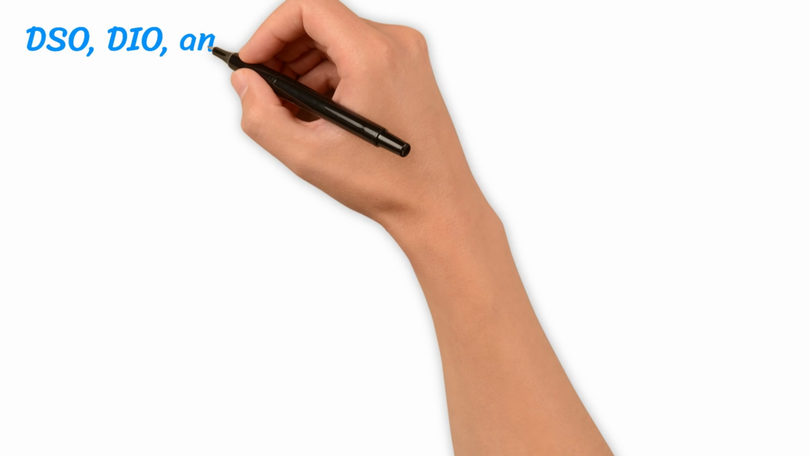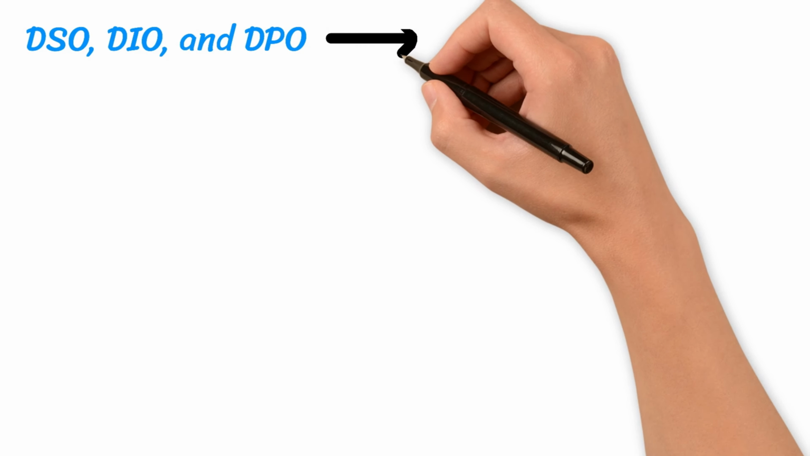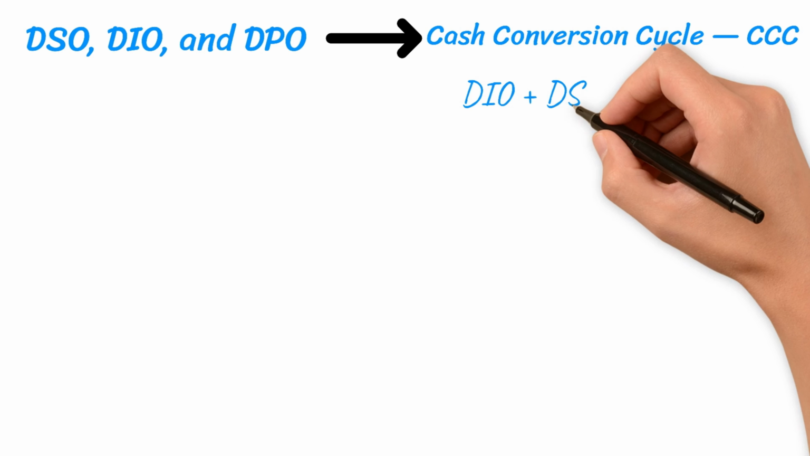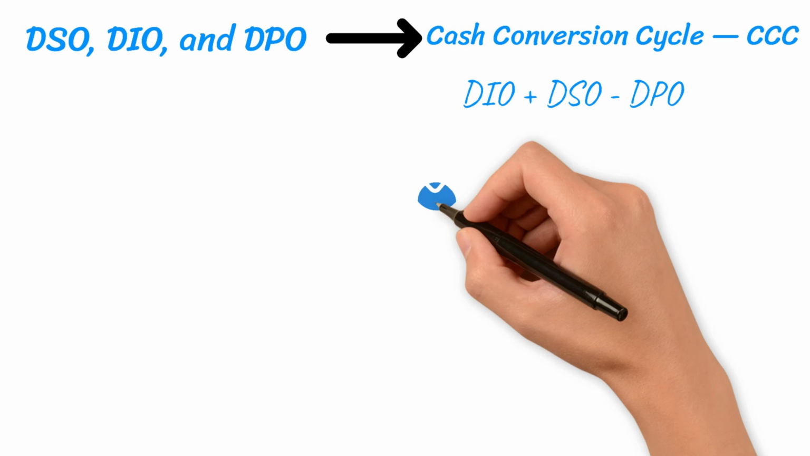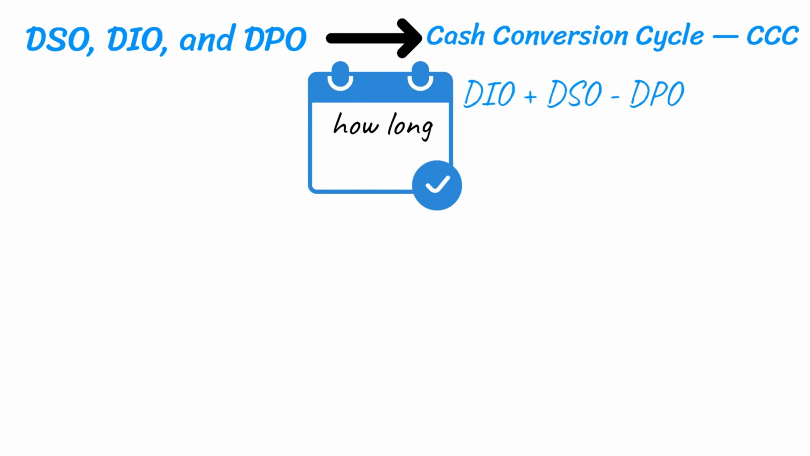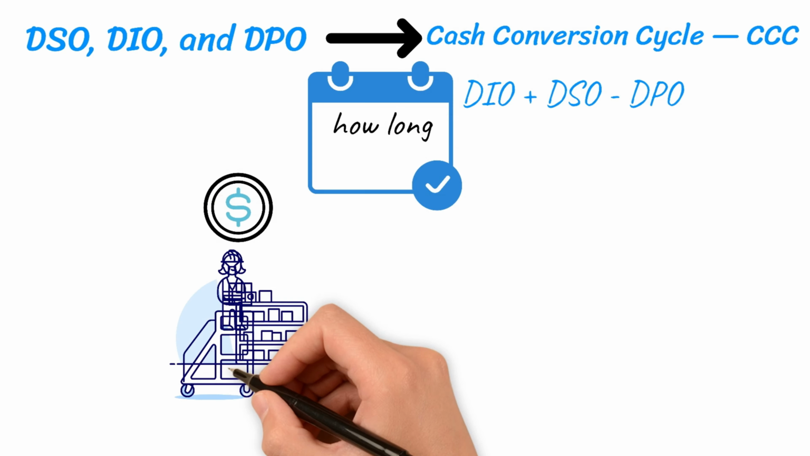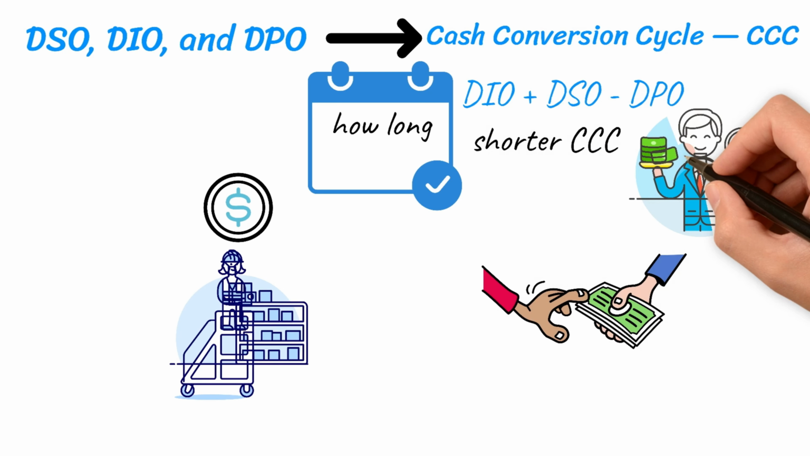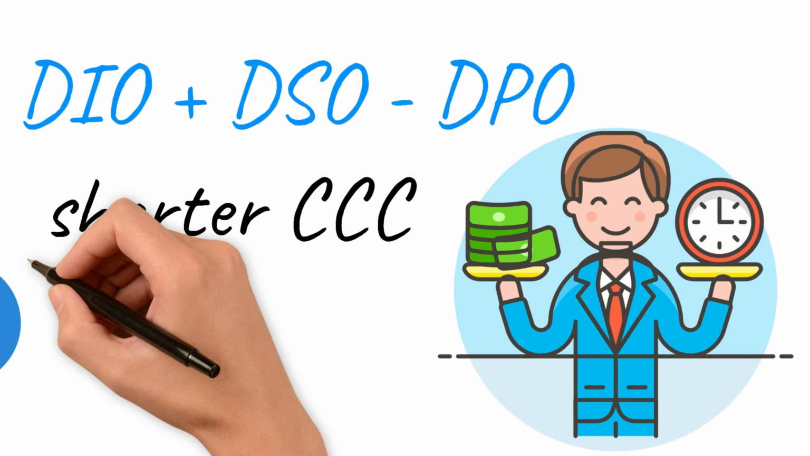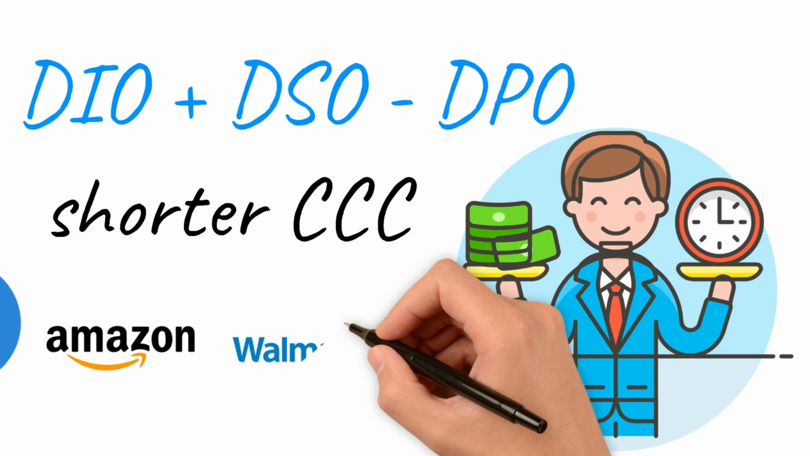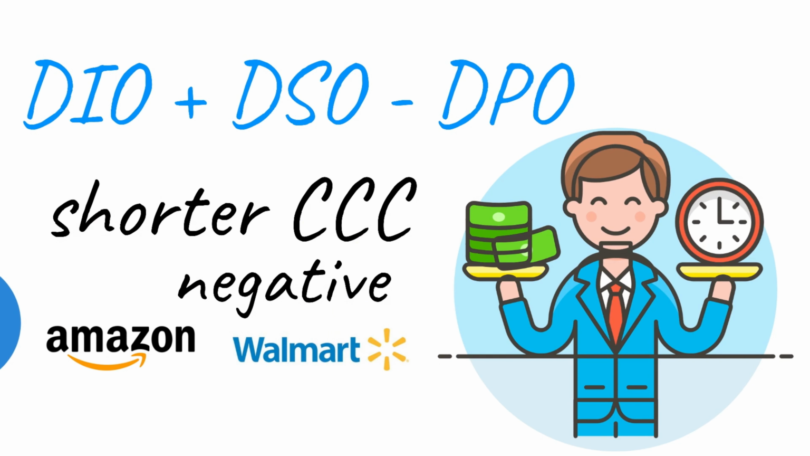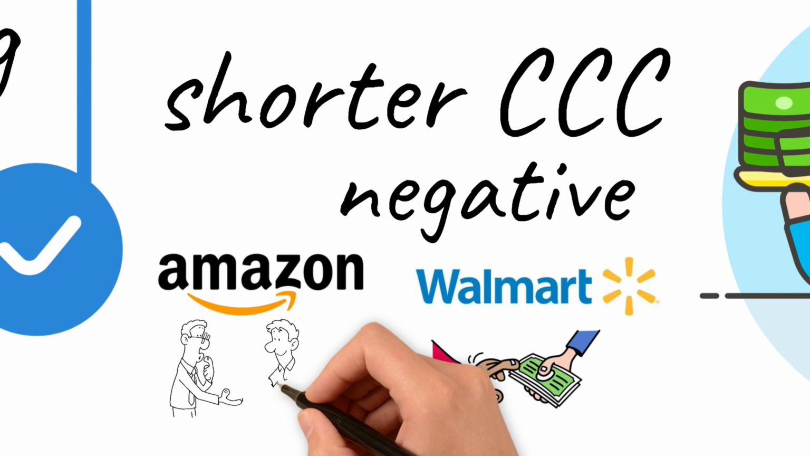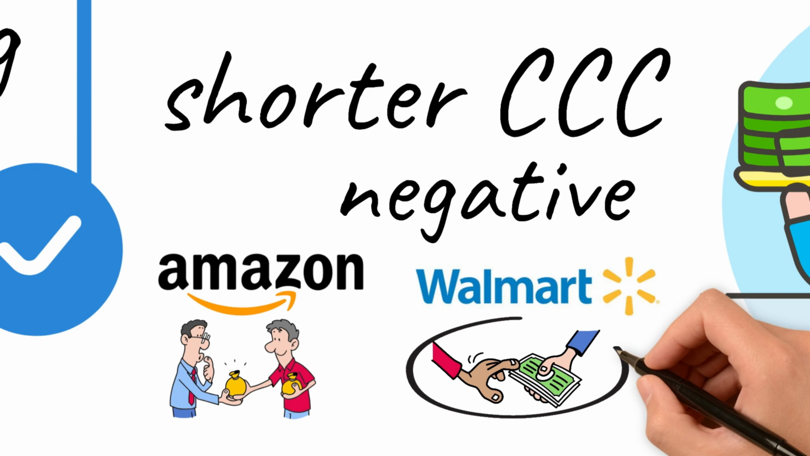Let's pull DSO, DIO, and DPO together into one number, the cash conversion cycle, CCC. It's calculated as DIO plus DSO minus DPO. It tells you in days how long it takes to turn $1 spent on inventory into $1 collected from a customer. A shorter CCC means the company is more efficient with its working capital. Remarkably, some companies like Amazon and Walmart at their peak have run negative cash conversion cycles. That means they collect cash from customers before they pay their suppliers. Essentially, the customers are financing the business.